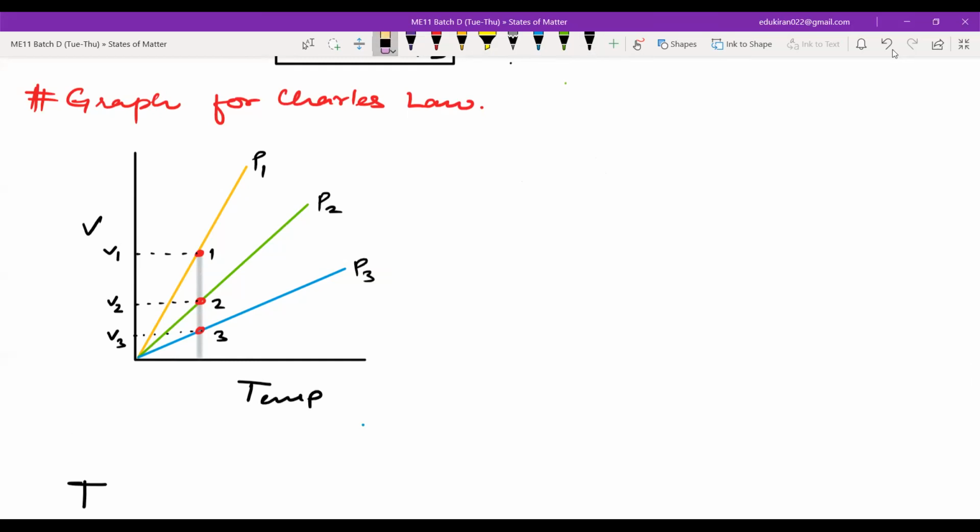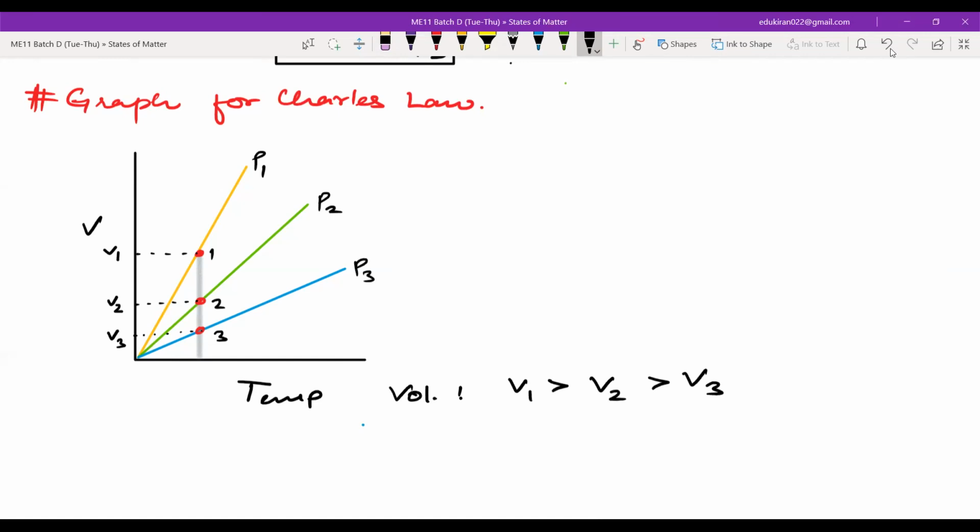Can everyone see that the temperature is same in all of these cases? So the temperature is same. Now what you have to do, you just have to compare the volume. So you will write V1 is greater than V2 and it is greater than V3. This is the order for volume.